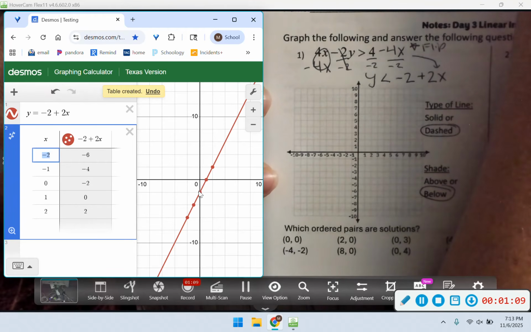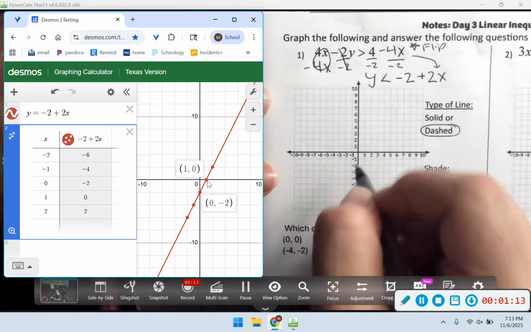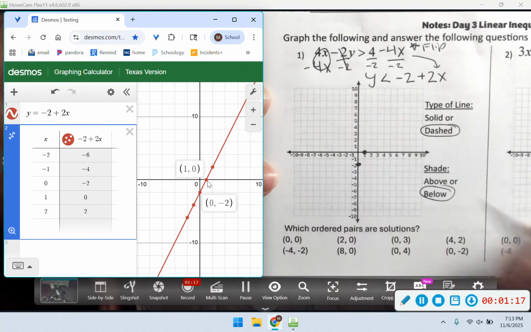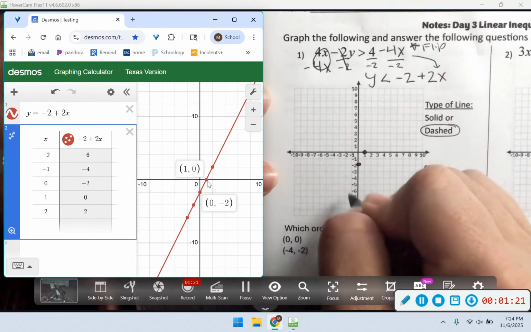And we're going to get our table built. Okay, I'm always going to graph my intercepts first, if they're whole numbers, and they are. So my y-intercept is negative 2, my x-intercept is 1, and I need one more point. I'm going to go ahead and just use negative 2, negative 6.